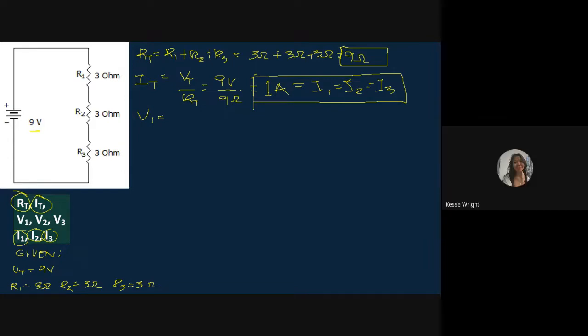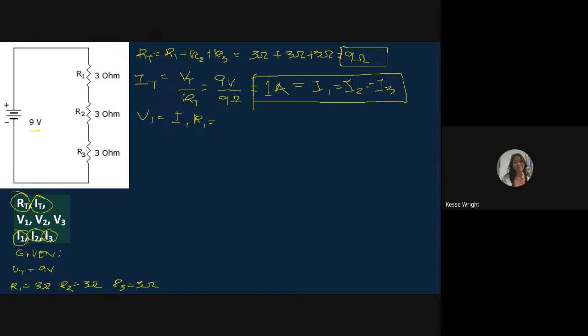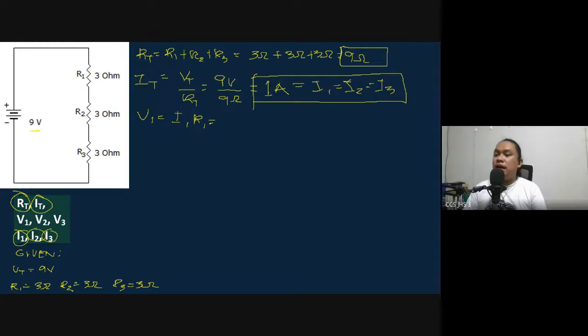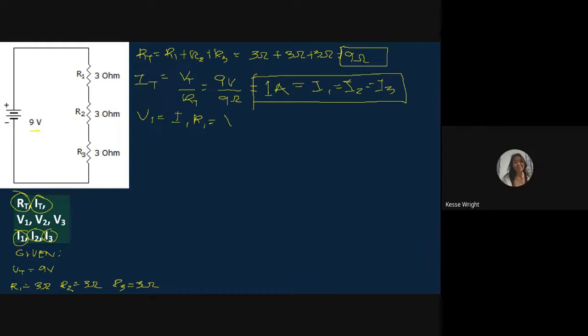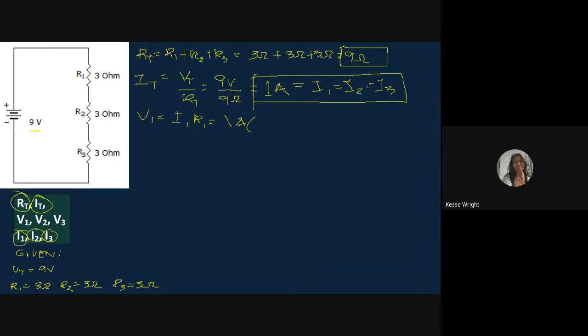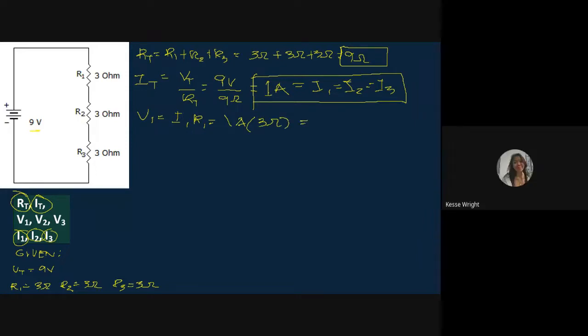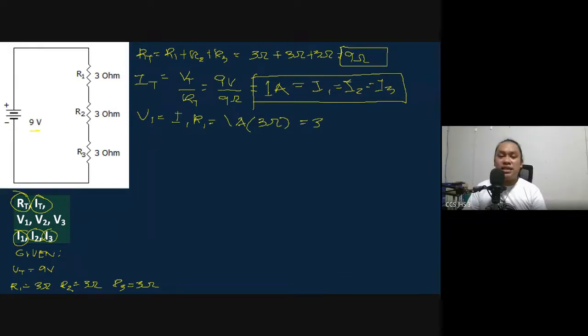What do you think? Yes, sir. Okay, we can, because we have the value for our I sub 1 and R sub 1. What's the value of I sub 1? 1 ampere. Okay, very good. Times the value of R sub 1. It's 3 ohms. Very good. So 1 times 3 is 3. 3 what? Volts. Very good.